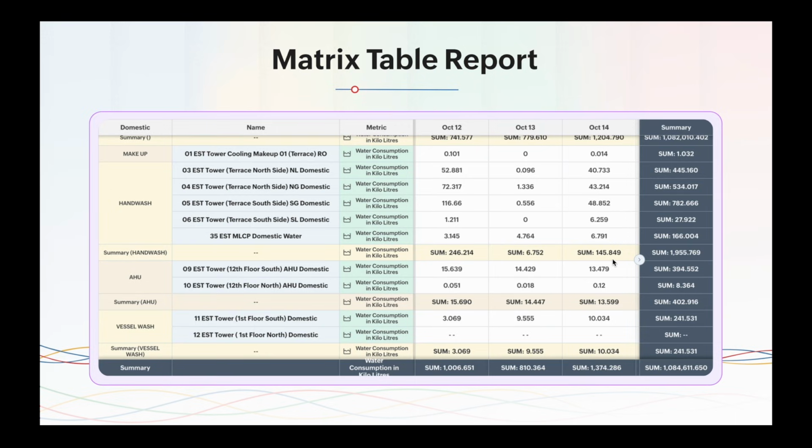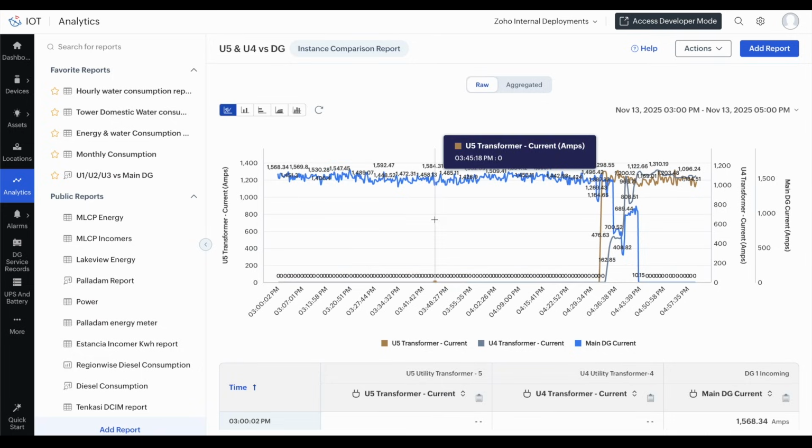And the matrix table is another one where you can put time as well as instance across the columns and rows and find out how the data has been performing, and you can again come out with a summary of that data as well. You can quickly see that in the product. So this one is an instance comparison report.